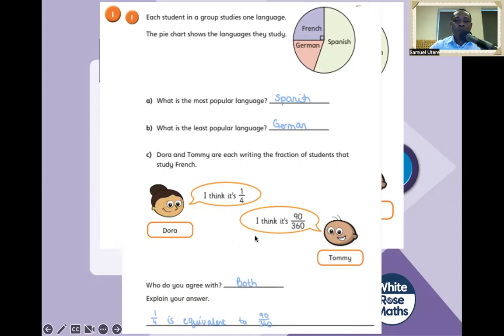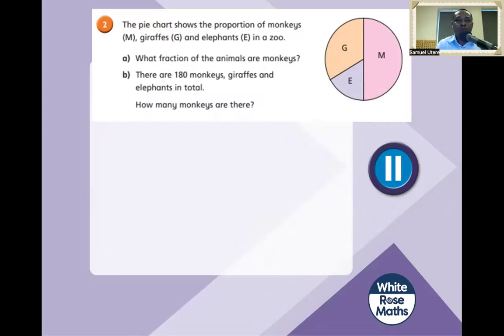Remember, we can express proportion really easily when we see this. We can see this is a quarter of the circle. And we can also express proportion by working out in degrees. So we know this is 90 degrees. We do 90 divided by 360 to get the fraction, which represents the proportion. And a quarter is equivalent to 90/360. Pause the video and answer question 2 in 2 minutes.